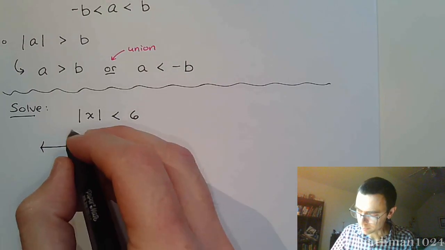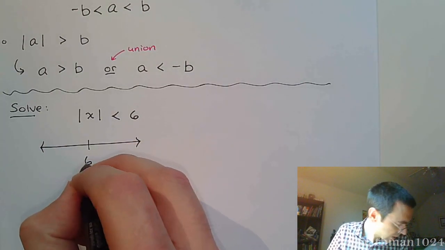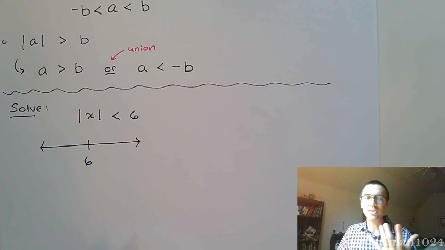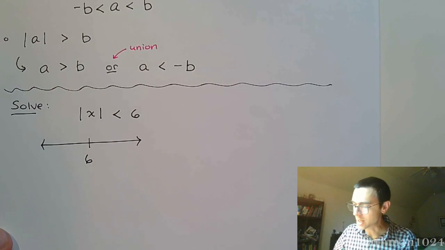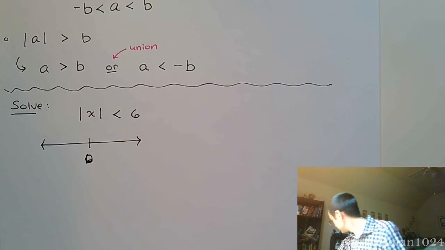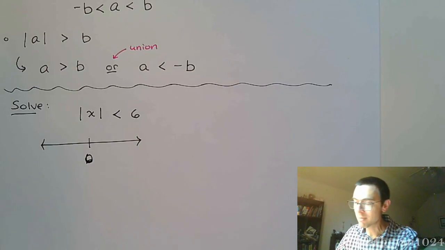here's your number line, here's 6, that's not 6, sorry, my dog is distracting me. There we go, 0. I'm trying to stream here.